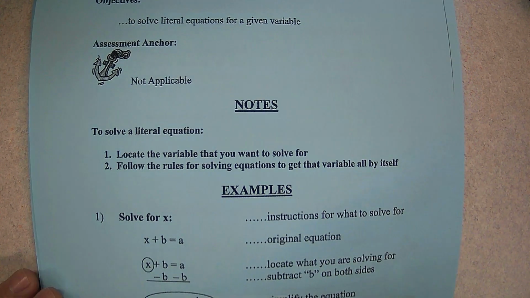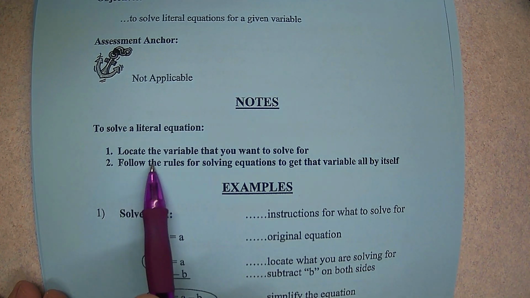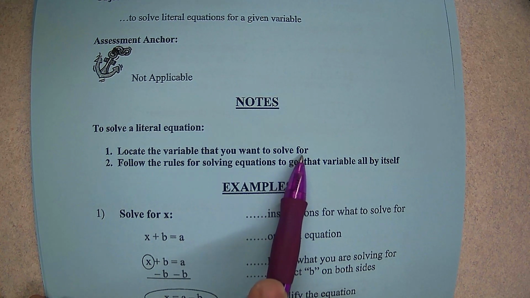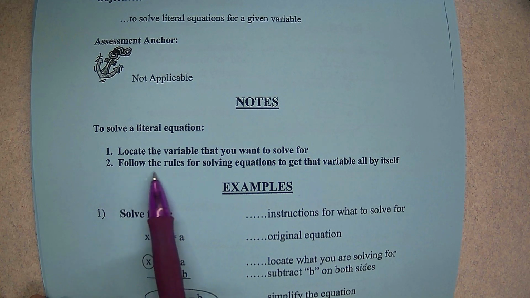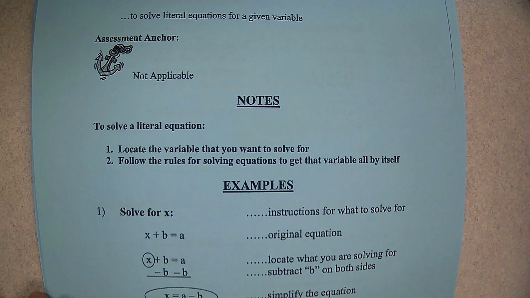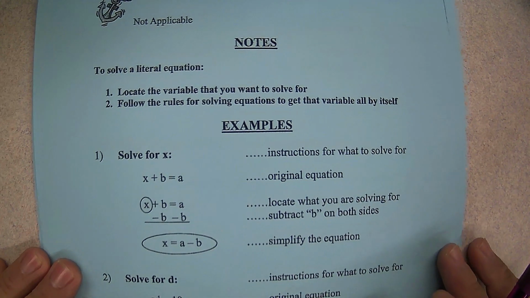So to solve a literal equation, it's really going to be like what we did before. We're going to locate the variable that we want to solve for because there may be more than what we're given. And then all we do is we follow all the same rules to get to that variable all by itself. So let's look at this example.